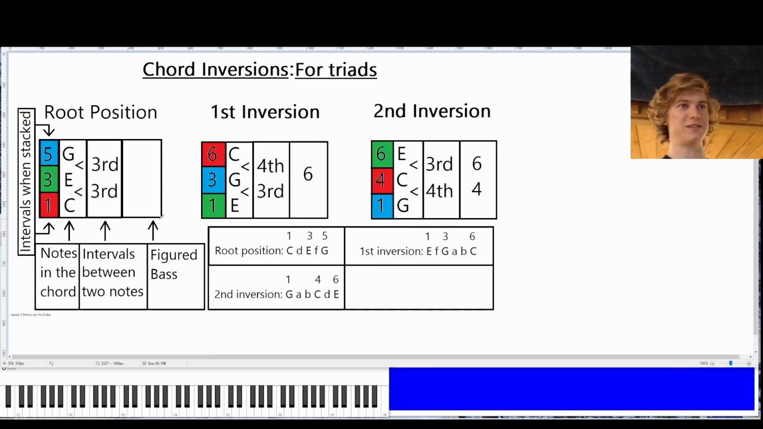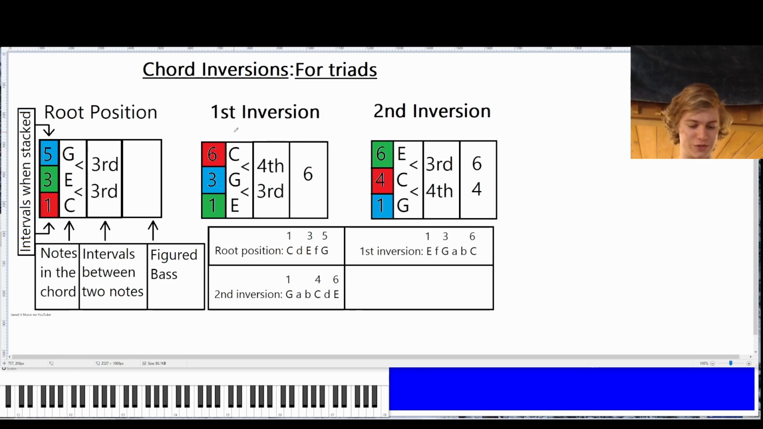Over here in this box is what's called figured bass, and in root position, you don't mark it. Figured bass is a whole other video on its own, but I'm still going to show you how to identify and how to label for figured bass in first and second inversion towards the end of this video. Okay, so that was our root position.